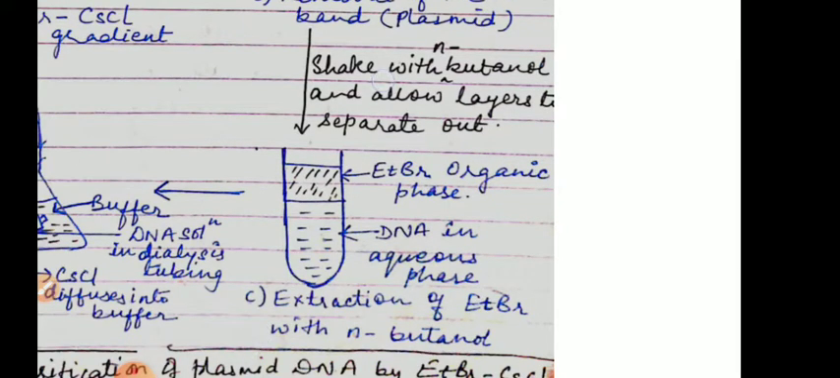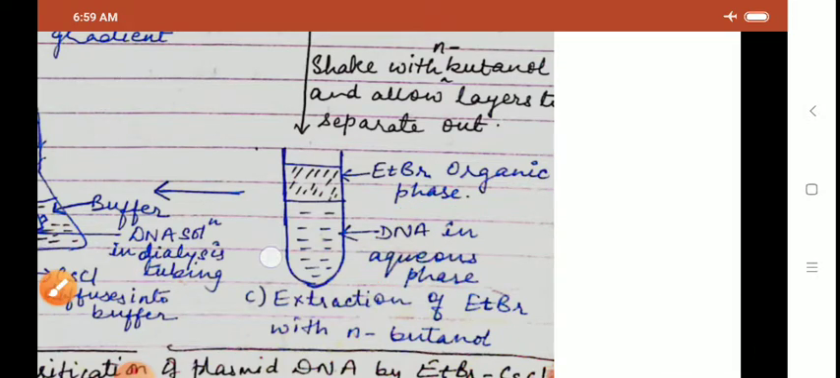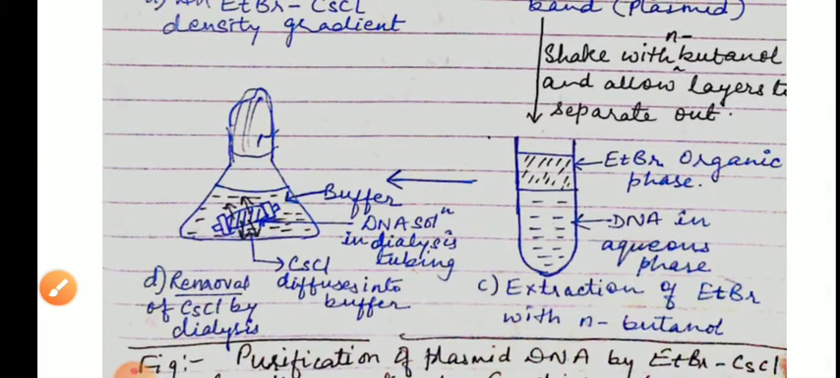Ethidium bromide will be present in the organic phase. It will be removed, and plasmid DNA will remain in the aqueous solution. So this is how we remove the ethidium bromide. Now, to remove the cesium chloride, we have to perform dialysis. So, the DNA solution is placed in dialysis tubing, and it is placed in the buffer.